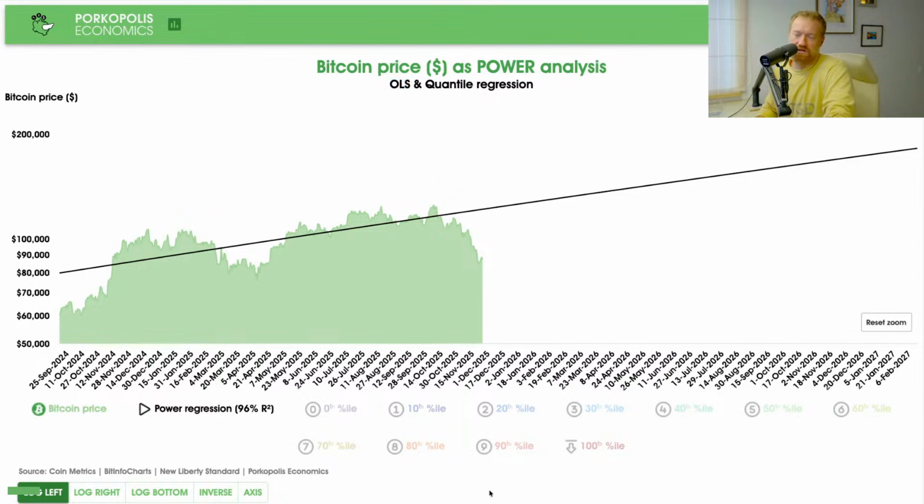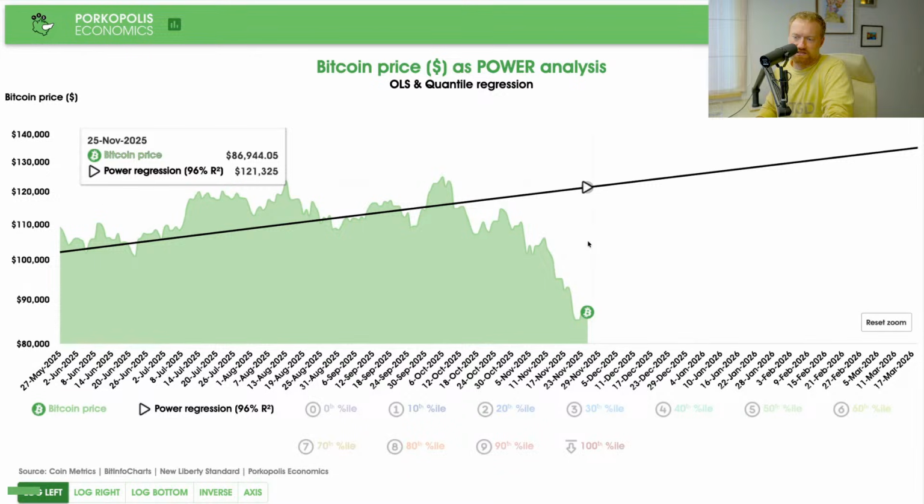Okay, so we can do that in a variety of ways. Here I'm going to show you, this is nothing new under the sun, just the old power curve. This is as I calculate it. Quite a bit cheap relative to, if you call that fair value. I will go back to my multiples on the OLS, but I'm not going to do that at the moment. We're going to do the quantile regression now as well.